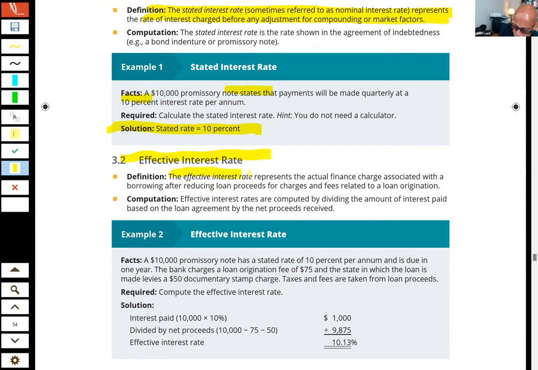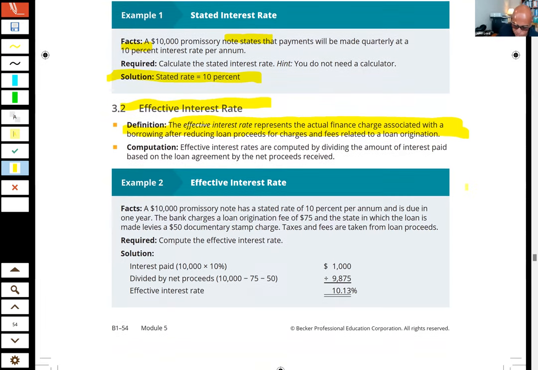So the effective interest rate represents the actual finance charges associated with borrowing after reducing loan proceeds for charges and fees related to the loan origination. So you take a look, and we have this $10,000 promissory note. 10% is the stated rate, but the bank charges a loan origination fee of $75. And then there's also some sort of $50 documentary fee, et cetera.